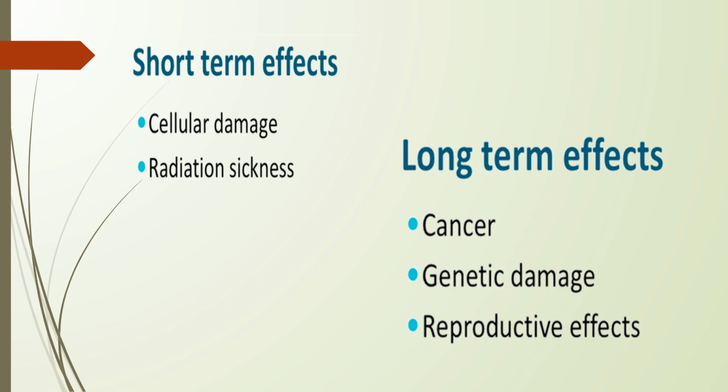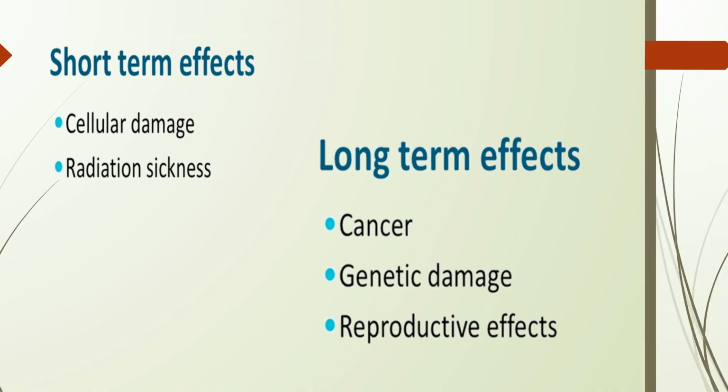Exposure to ionizing radiation carries both immediate and delayed health risks. Short-term deterministic effects manifest quickly as direct cellular damage and acute radiation sickness. Over time, prolonged or high-dose exposure can lead to long-term stochastic effects, including increased risks of cancer, genetic mutations, and adverse reproductive outcomes.